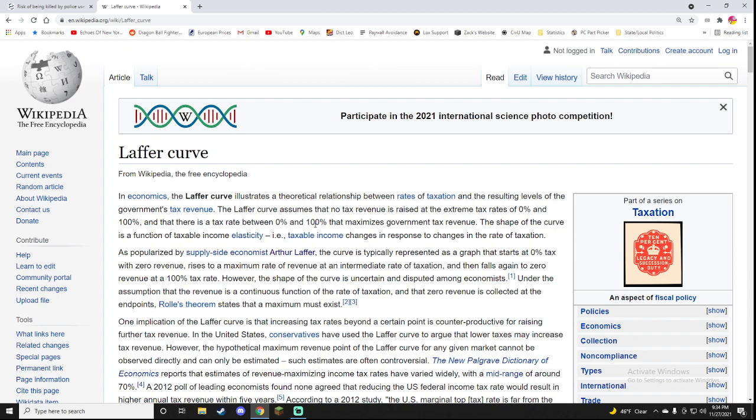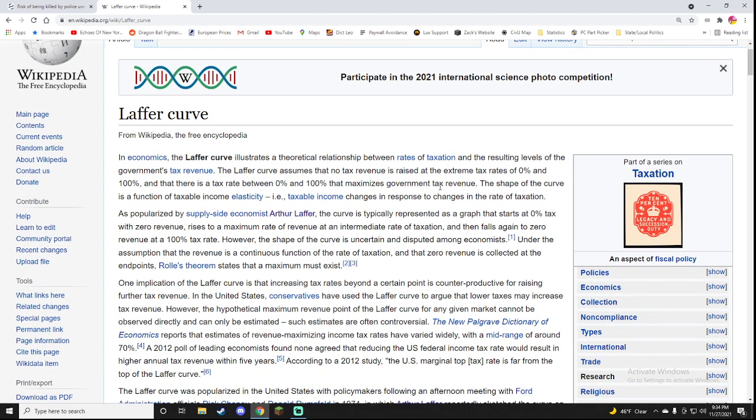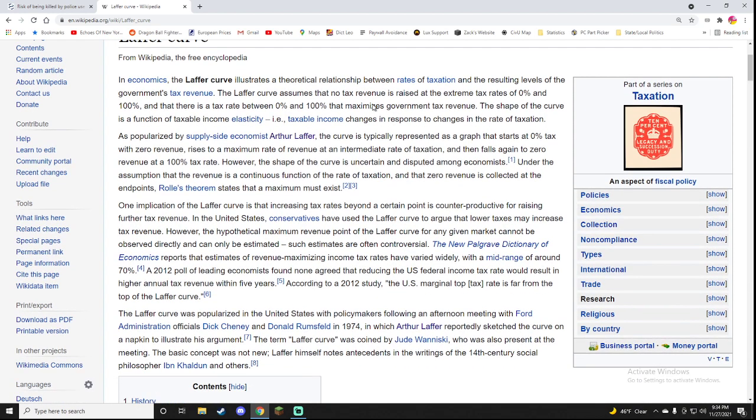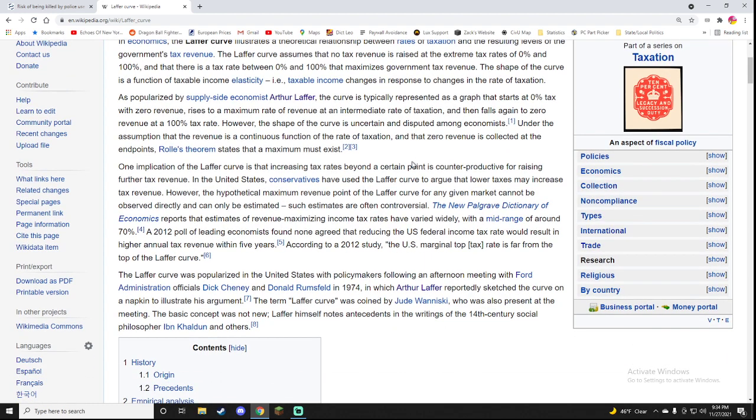The Laffer Curve illustrates a theoretical relationship between rates of taxation and the resulting levels of the government's tax revenue. Assumes that no tax revenue is raised at extreme tax rates of 0% and 100%, and there is a tax rate between 0 and 100% that maximizes government tax revenue. The shape of the curve is a function of taxable income elasticity, as popularized by supply-side economist Arthur Laffer.